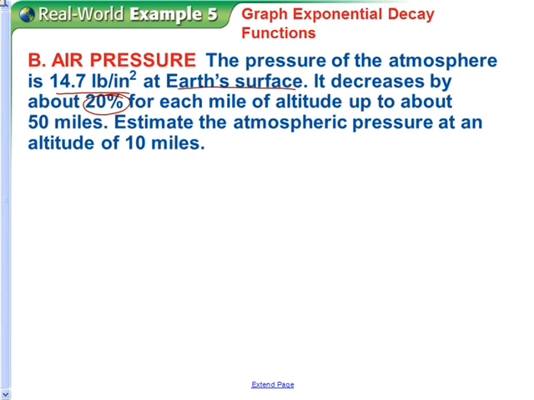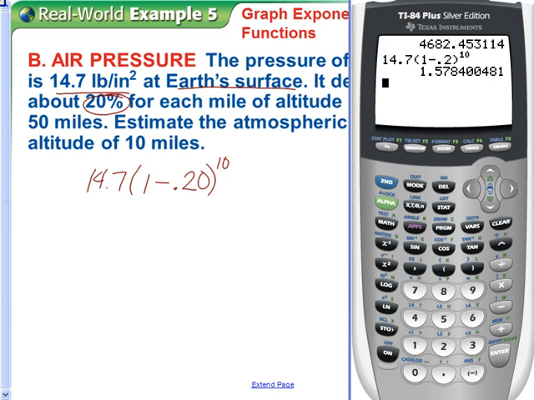So what we're going to need to do is write our equation, our starting point, times 1 minus 20% as a decimal, raised to 10. And if you type that into your calculator, you're going to end up getting the answer approximately 1.6 pounds per square inch at an altitude of 10.